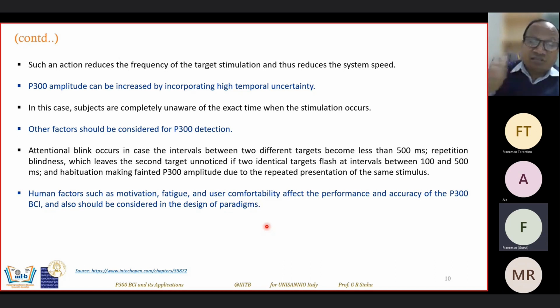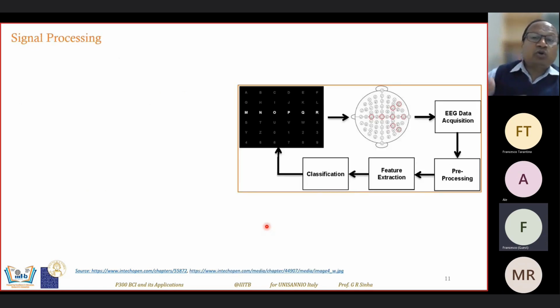The paradigm is actually responsible for generating the final command that will help the person having a certain disability. I just wanted to tell you this so that you don't lose interest, wondering what this P300 BCI is. Then the next task is a very simple task, like signal processing.